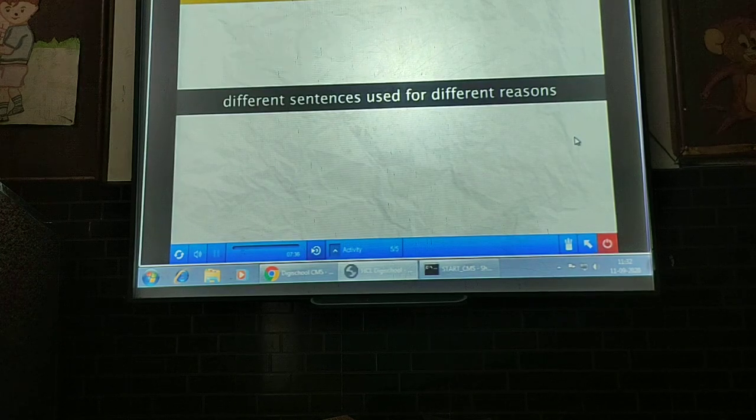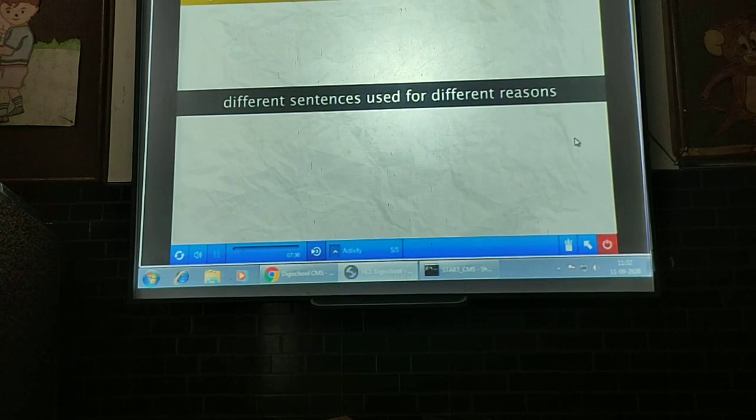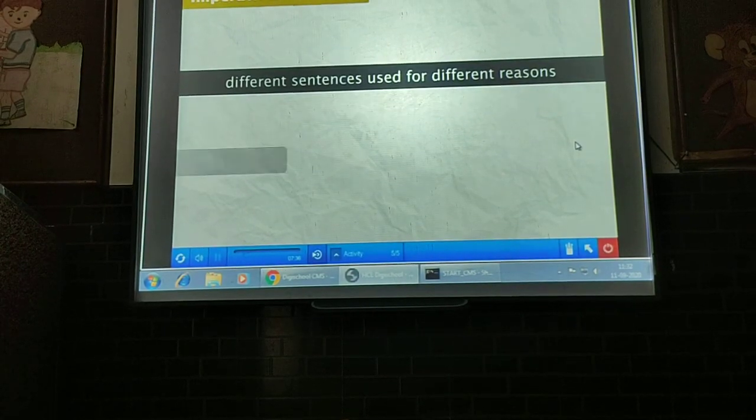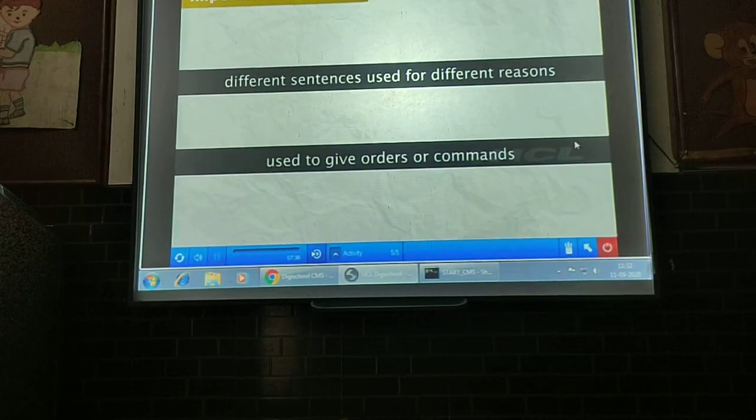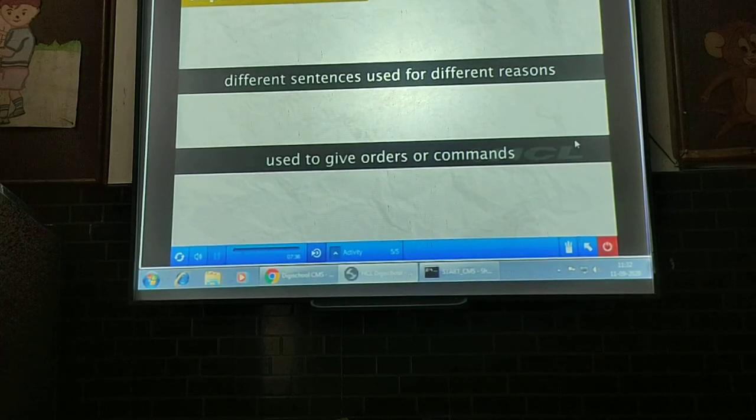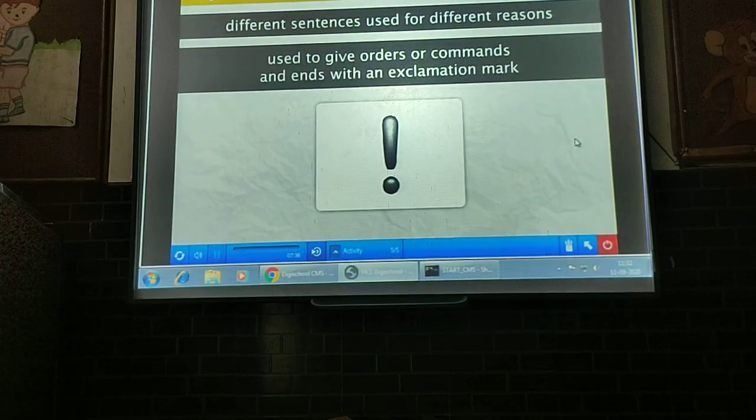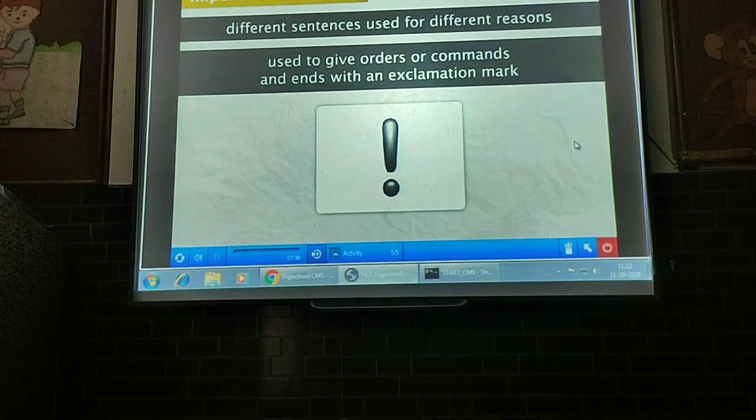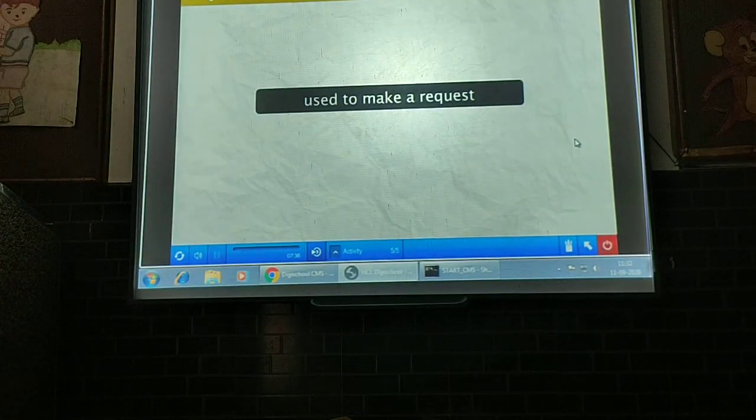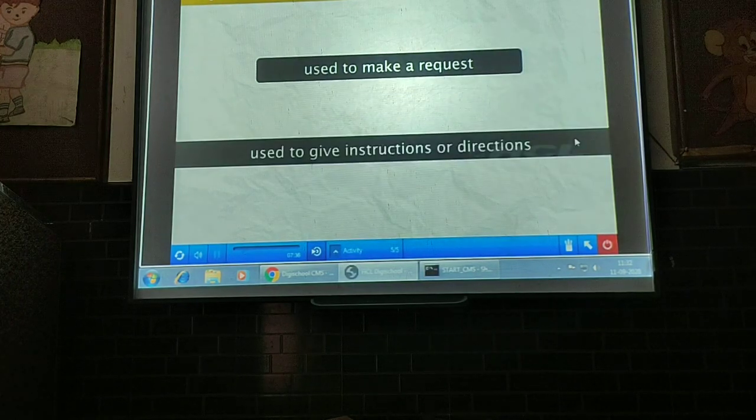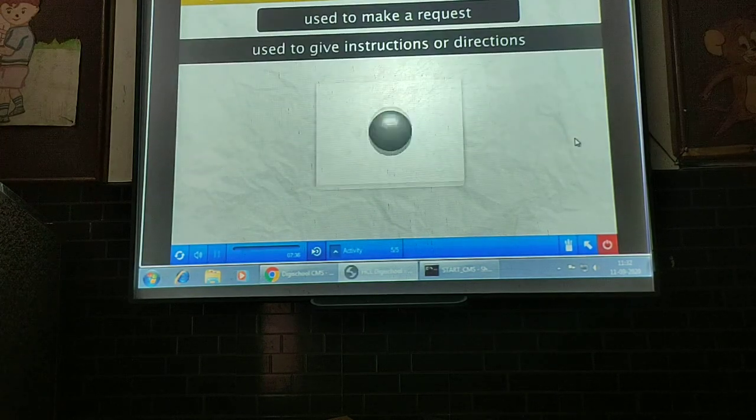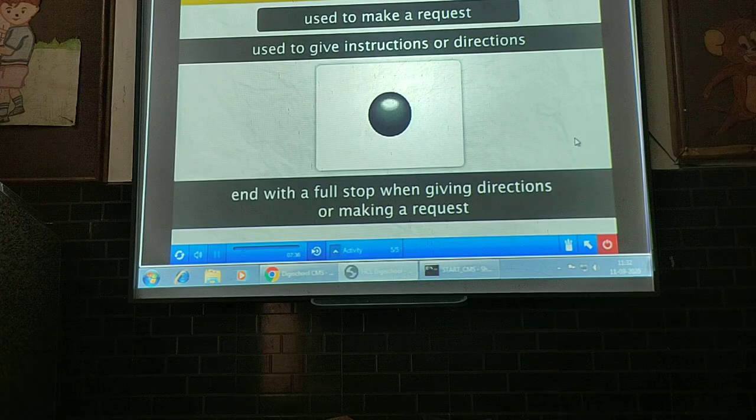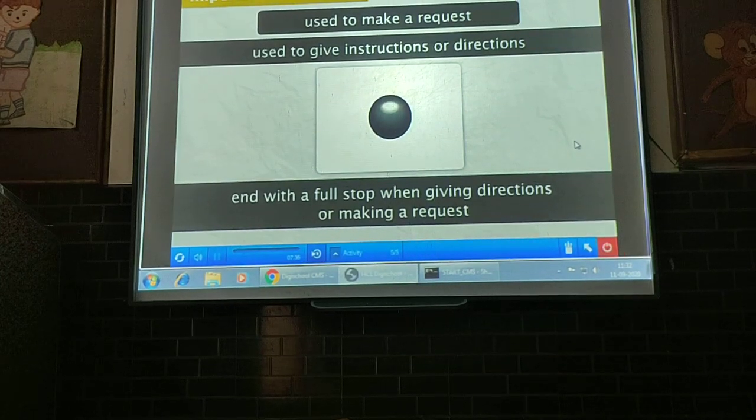Well done. Remember, you can use different sentences for different reasons. Imperative sentences can be used to give orders or commands. An imperative sentence that is used to give an order ends with an exclamation mark. Imperative sentences can also be used to make a request or to give instructions or directions on how to do something. When used for these reasons, imperative sentences end with a full stop.